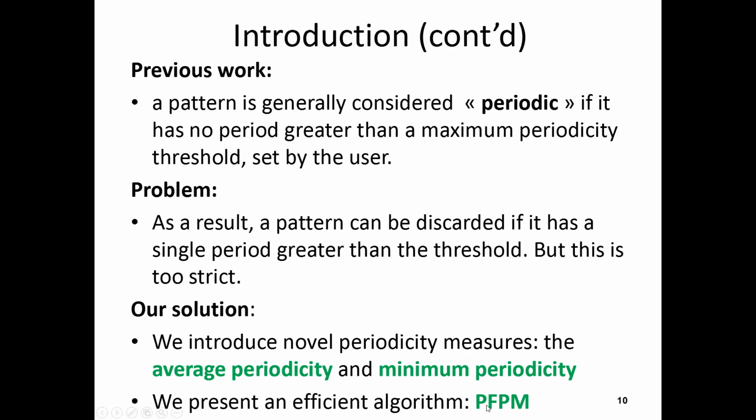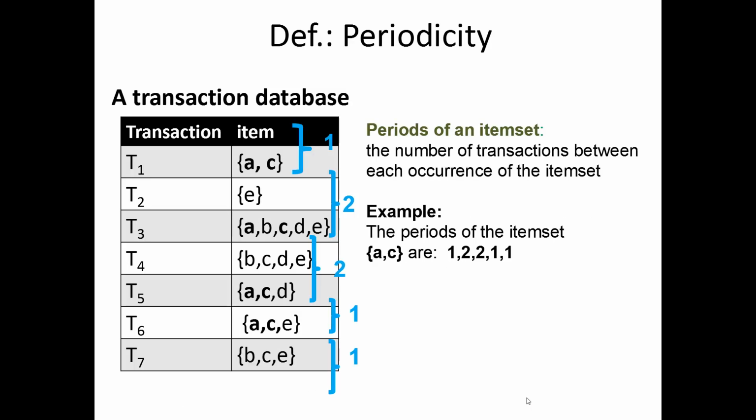So we present an algorithm also in this paper called PFPM to find these patterns. So let me first give you some more formal definitions. About the period of an item set, I want to give you a formal definition. The period of an item set is the number of transactions between two consecutive occurrences of the item set.